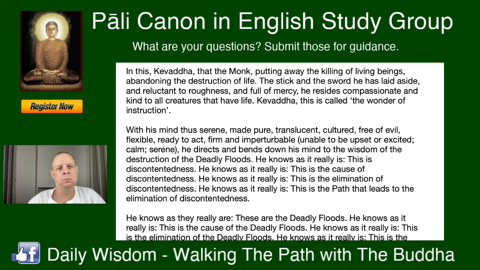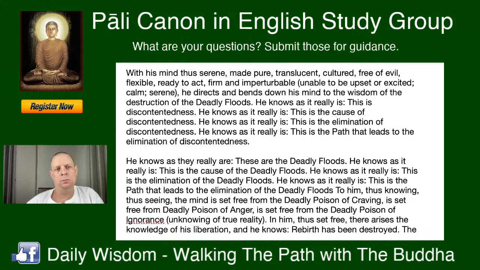With his mind thus serene, made pure, translucent, cultured, free of evil, flexible, ready to act, firm and imperturbable, unable to be upset or excited, calm, serene, he directs and bends down his mind to the wisdom of the destruction of the deadly floods. He knows as it really is: This is suffering. He knows as it really is: This is the cause of suffering. He knows as it really is: This is the elimination of suffering. He knows as it really is: This is the path that leads to the elimination of suffering. He knows as they really are: These are the deadly floods. He knows as it really is: This is the cause of the floods. He knows as it really is: This is the elimination of the floods. He knows as it really is: This is the path that leads to the elimination of the floods.